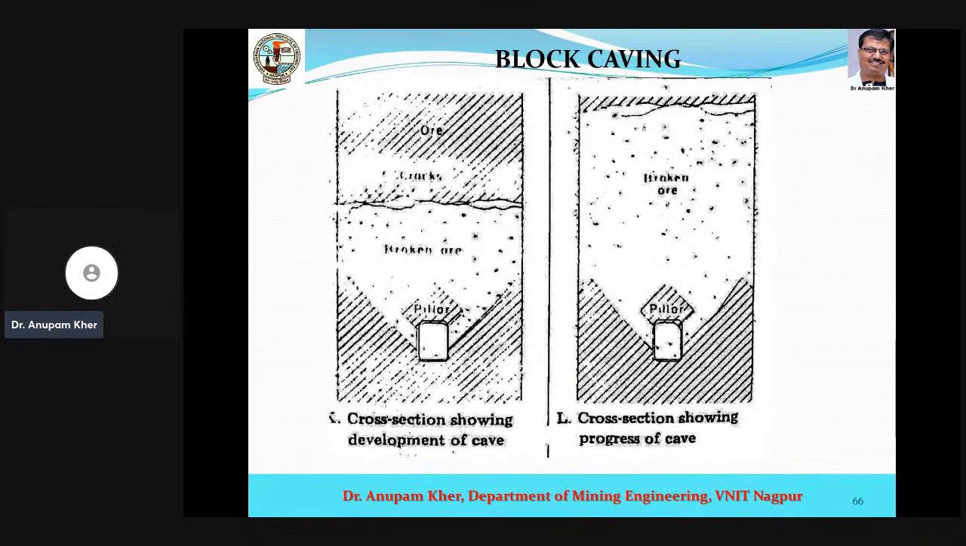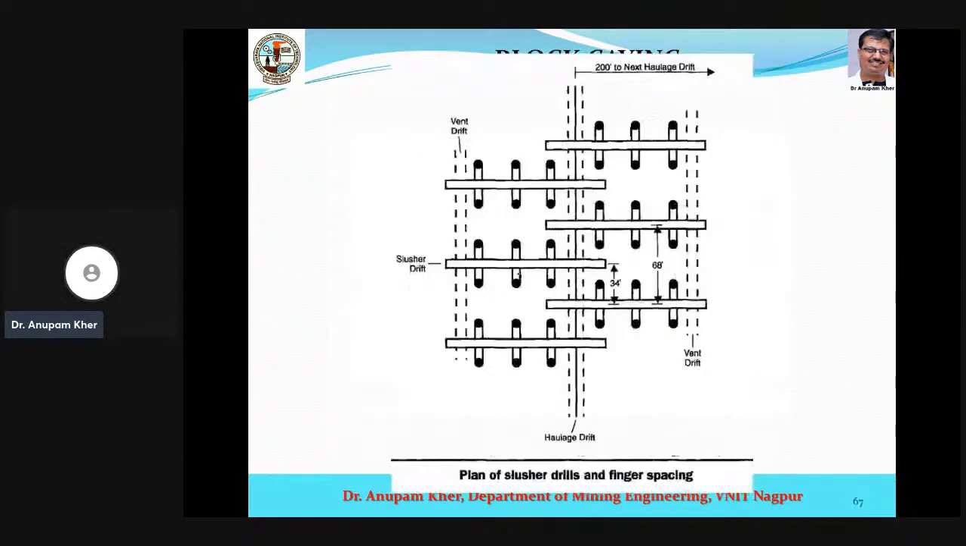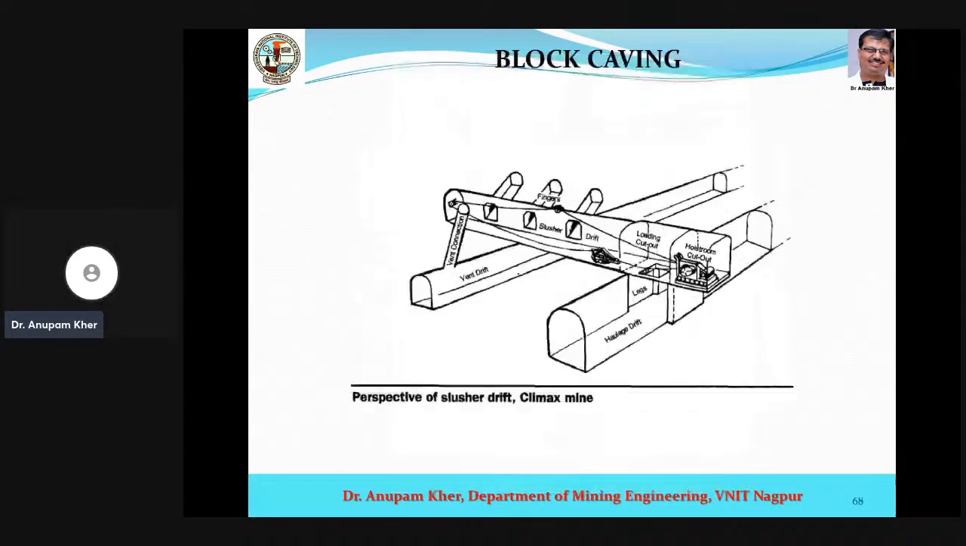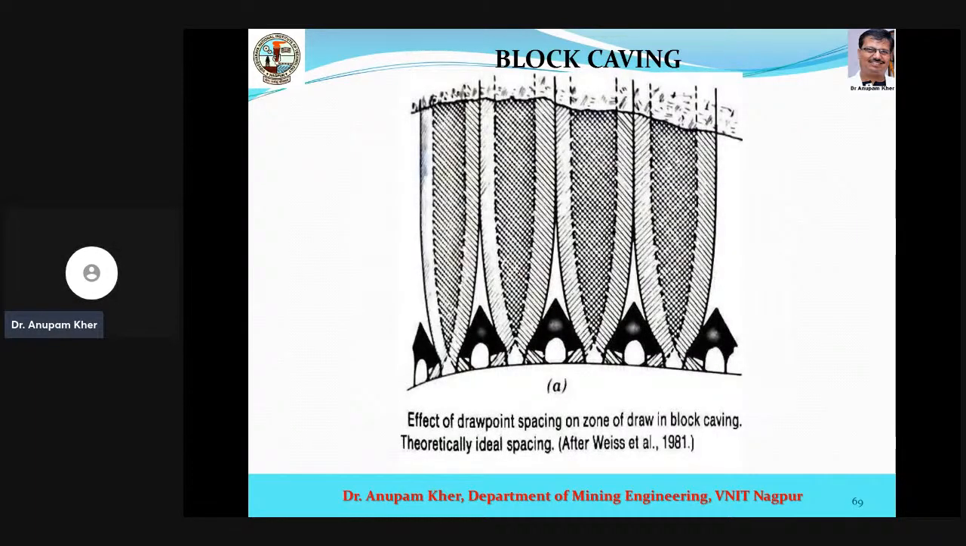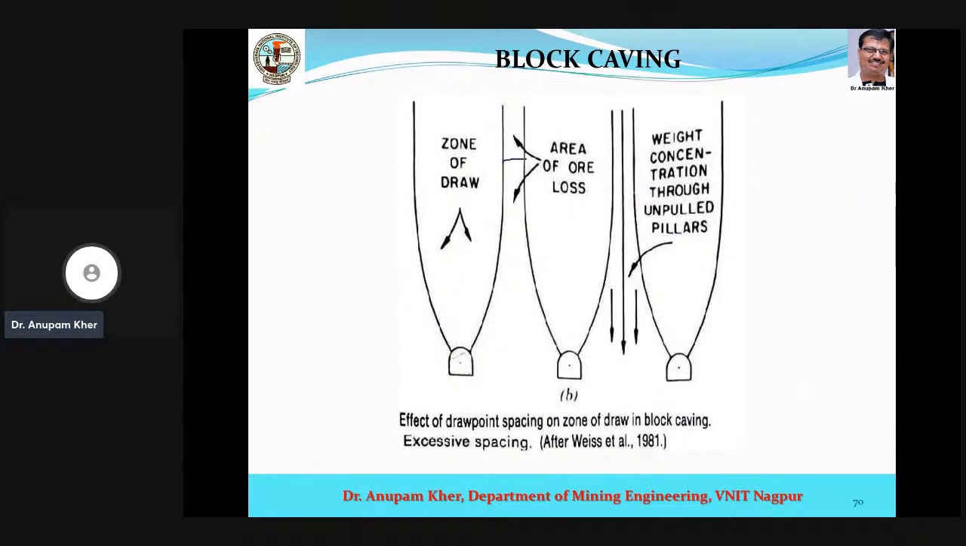So this is typical of the block caving method, and there are so many combinations of how we can keep these drive galleries. If they are too close, then the effect of draw point spacing on what is called the zone of draw will be, this is a very typical theoretical ideal spacing, where the zone of draw is not affecting. But if they are too far, then there will be spaces in between the zones of draw, and the material in between may not cave easily, it will create a problem. So the spacing between these drifts is very important.